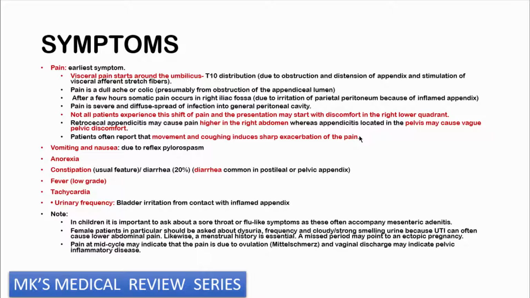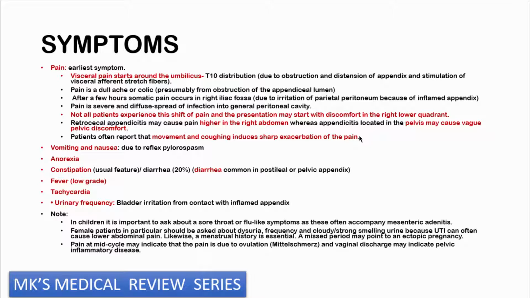And you should also ask about your menstrual history in the female, because a missed period can indicate that there may be some ectopic pregnancy, and an ectopic pregnancy on the right side may present similar to an appendicitis. So you do not want to miss an ectopic pregnancy and think it's an appendicitis and open up the abdomen and realize that this person has an ectopic pregnancy.